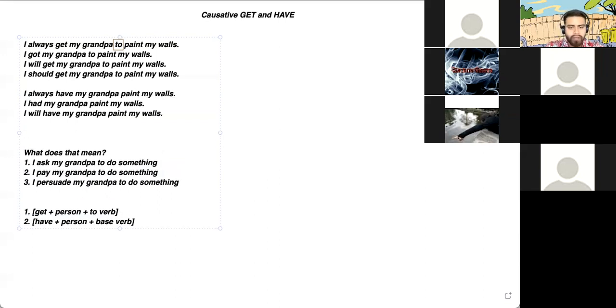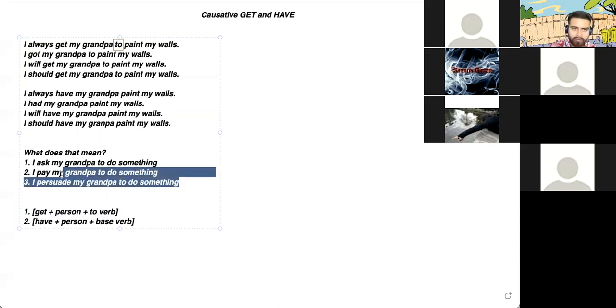The same thing happens with have. I always have my grandpa paint my walls. I had my grandpa paint my walls. I will have my grandpa paint my walls. I should have my grandpa paint my walls. And there is literally no difference between get or have in this context. Both of them mean that I ask, I pay, or I persuade someone to do something.